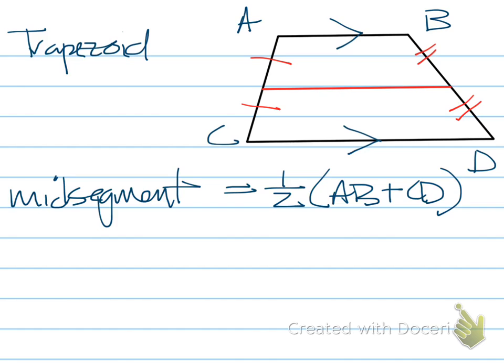For trapezoids, the measure of the mid-segment, which is the segment that connects the midpoints of the legs of the trapezoid, is equal to the sum of the bases divided by 2.